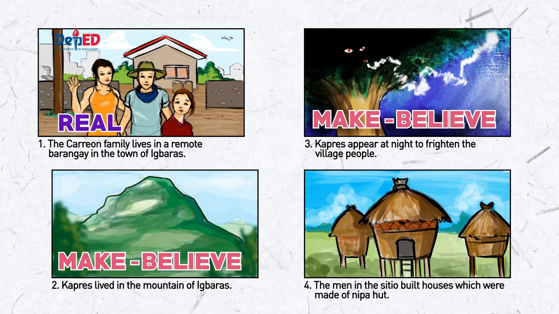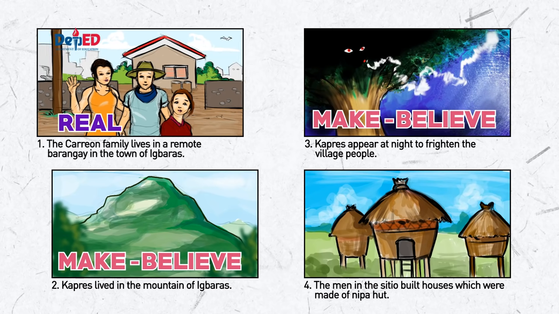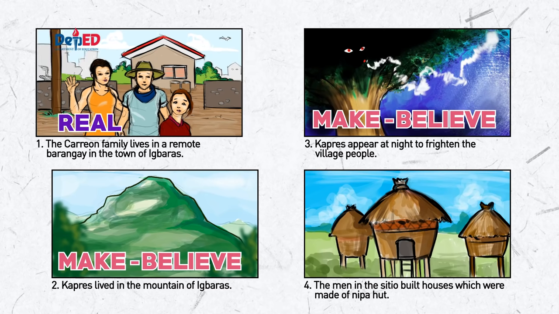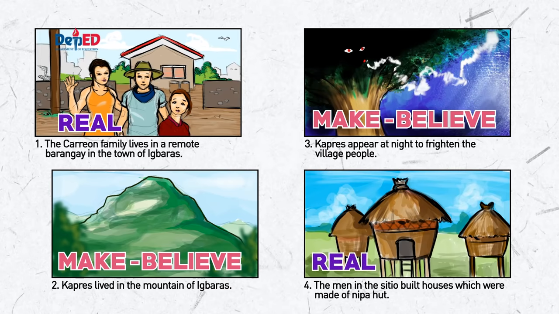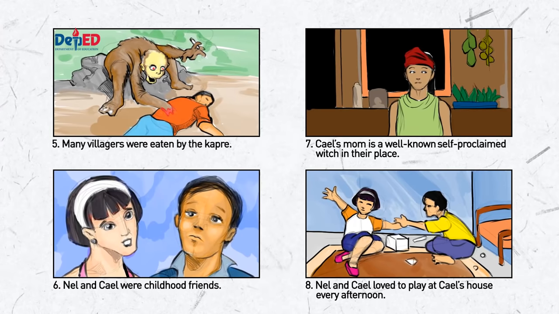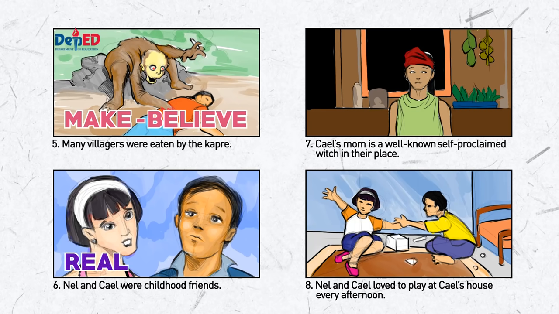Number 4. The men in the sitio built houses which were made of nipa hut. Answer, real. Number 5. Many villagers were eaten by the capre. Answer, make believe. Number 6. Nell and Kael were childhood friends. Answer, real. Number 7. Kael's mom is a well-known self-proclaimed witch in their place.